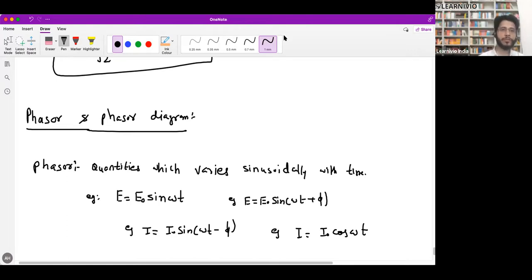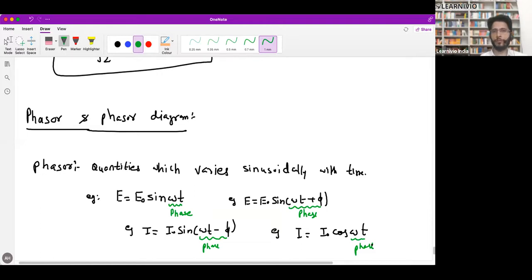In phasors, one term is very important, and that is the argument of the sine term. When I say argument, that means angle. Here, omega t is the argument. Here, omega t plus phi is the argument. Here, omega t minus phi is the argument. Here again, omega t is the argument. This argument is known as phase. This is the phase. This is the phase. This is the phase.